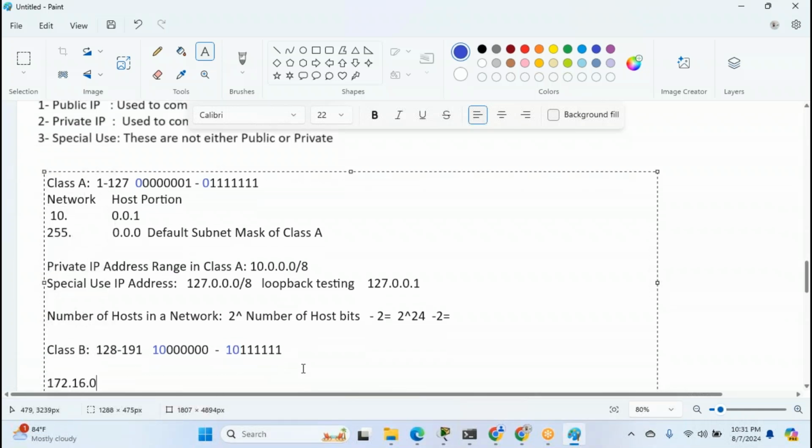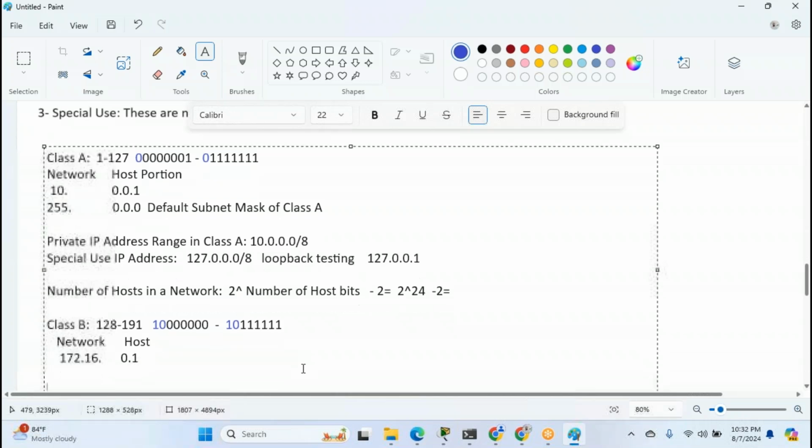Let's write down an address, 172.16.0.1. So 172 is between 128 and 191, which means this address belongs to class B. Class B, again, is a unicast IP address class, so that's why we can divide it into two portions. The first 16 bits are the network portion and the last 16 bits are the host portion. In the subnet mask, network portion bits are 1s, so 255.255, and host portion bits are 0.0. So this is the default subnet mask for class B.